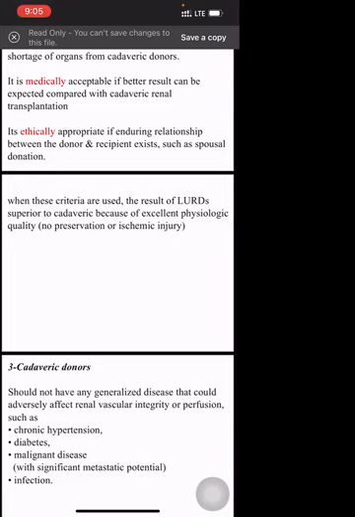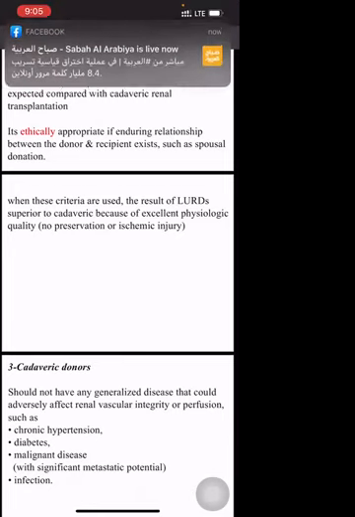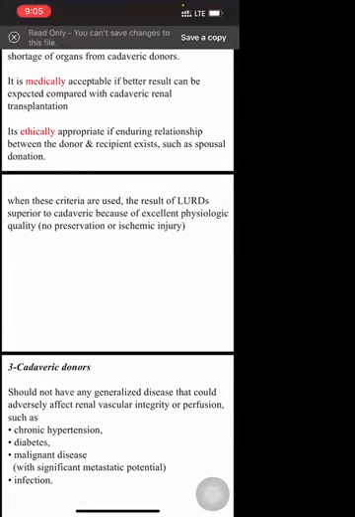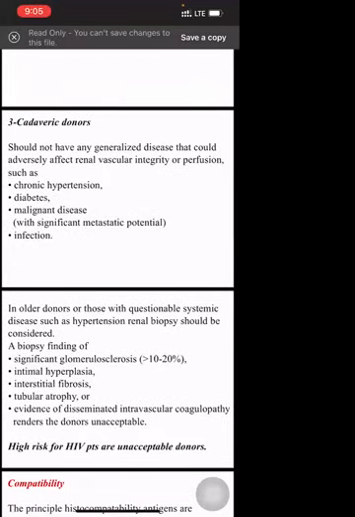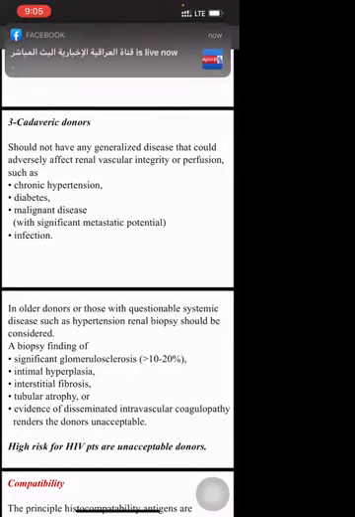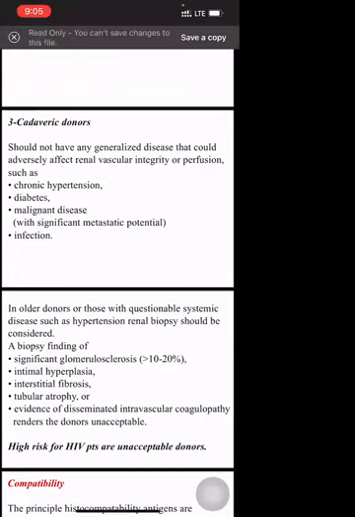So there is close contact and a short time for preparing the donor and the recipient in these developed centers for renal transplantation. So the patient will reach the best medical care in a short time to decrease the ischemic period. Cadaveric donors should not have any generalized disease that could adversely affect renal vascular integrity or perfusion, such as chronic hypertension.